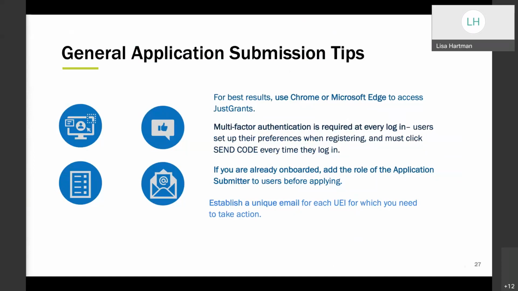If you'll be applying for or managing awards with multiple UEIs, you will need to have a unique email address for each account. So every UEI will generate a separate JustGrants account. And if you're already managing awards under different UEIs or what used to be DUNS numbers in your organization, in JustGrants, your email address must be unique to each account.